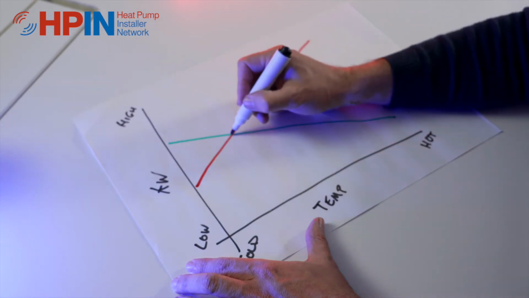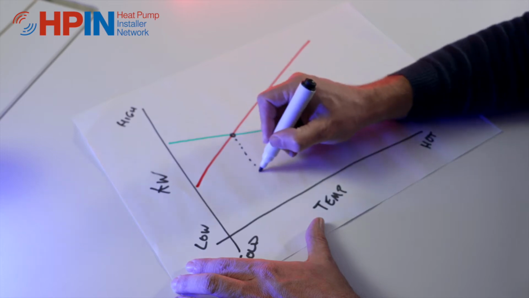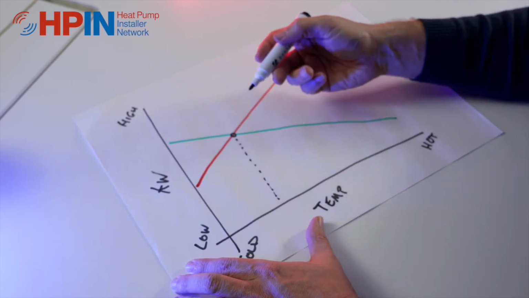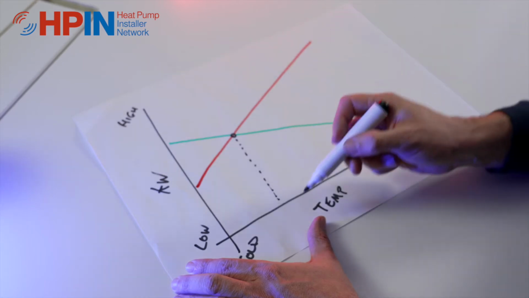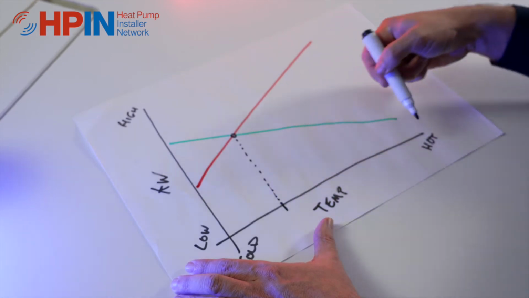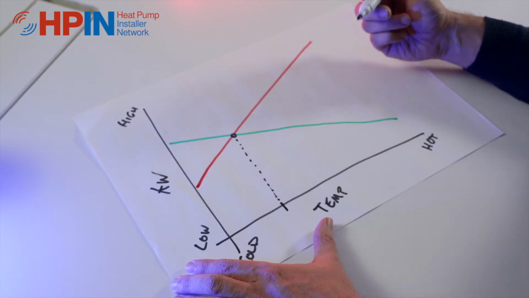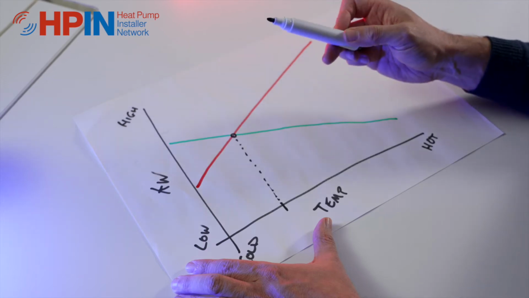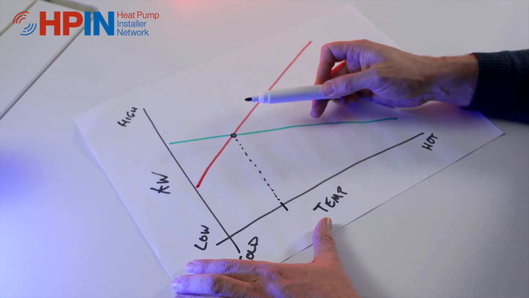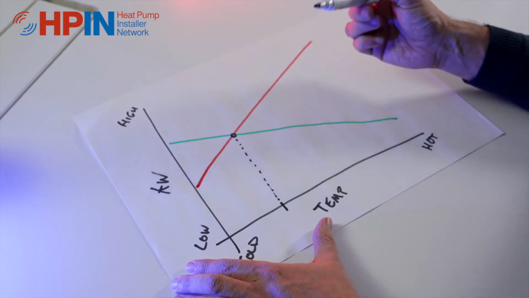So this point here is our MCS 100% rule, our balance point, equilibrium point. Lots of manufacturers call it different names. And here, on our temperature at the bottom, is where we size our heat pump. So we need to match our heat pump to our kilowatt of heat loss for our home.